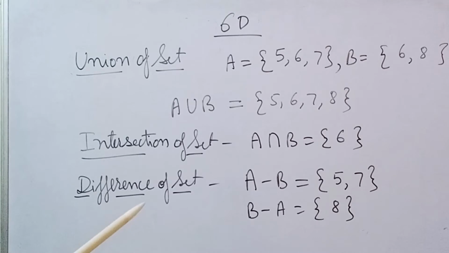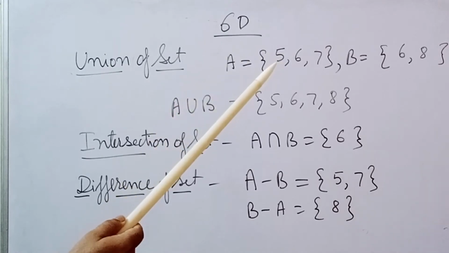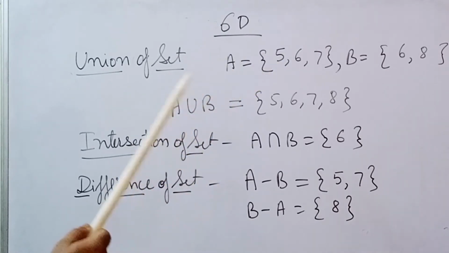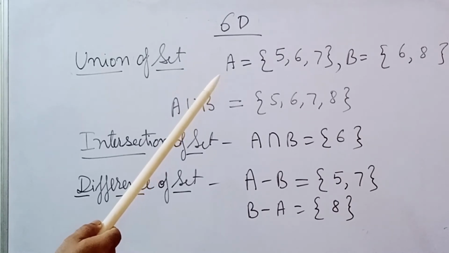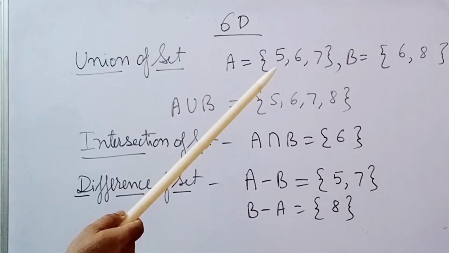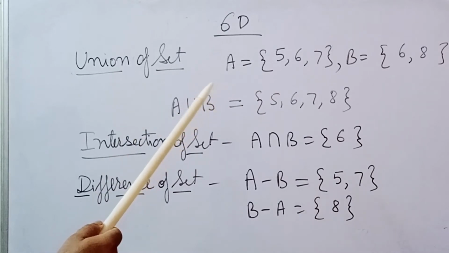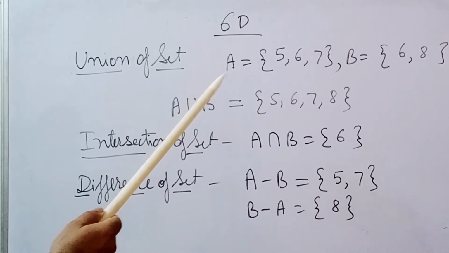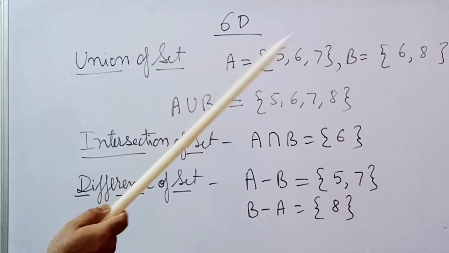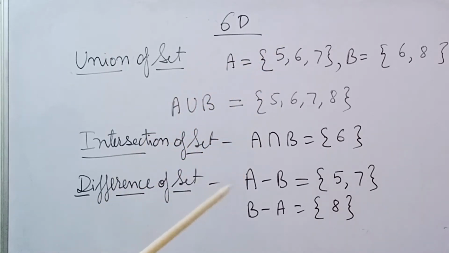Here we find out difference of set. Difference of set is what? A minus B. That is 5, 7. What is 5, 7? 5, 7 are the elements that are not in B. So what is A minus B? In that we will leave the elements of A that are in B also. Here we can see 6 is in B also. So we will leave the 6 and write the other elements as A minus B.